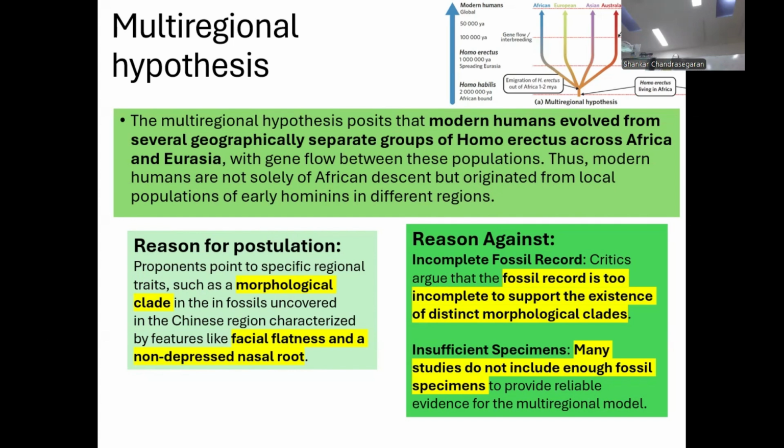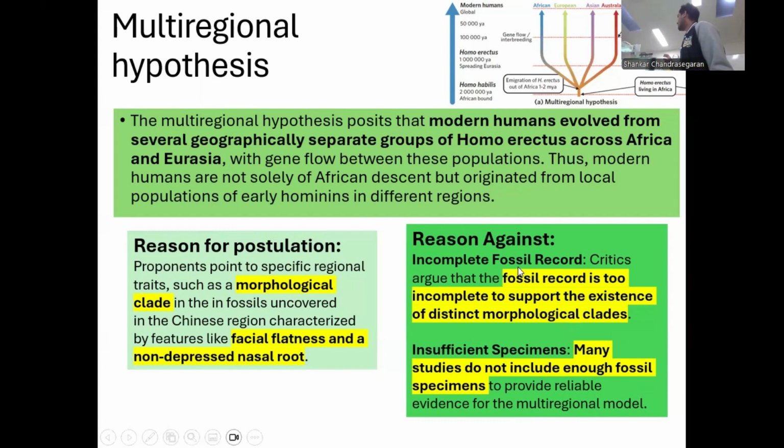Another one is that many studies don't include these different fossil specimens to provide reliable evidence. So even if we do find any fossils, we don't really include them in studies because they're not valid to be included, and they don't provide reliable evidence supporting this hypothesis.